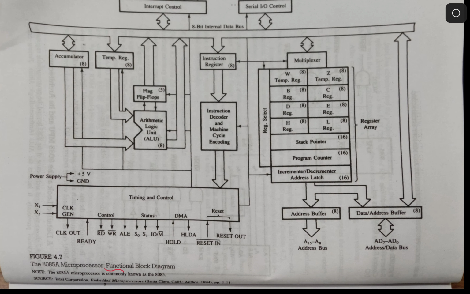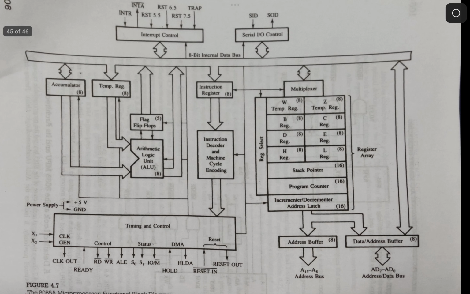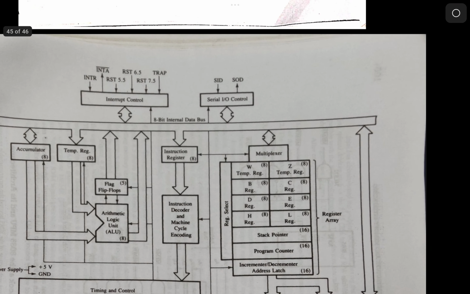This is a functional block diagram of 8085 microprocessor, and this functional block diagram is probably the single most important information for understanding the operation of a microprocessor or microcontroller or any kind of processor. To understand a microprocessor, we have to understand its instruction cycle.